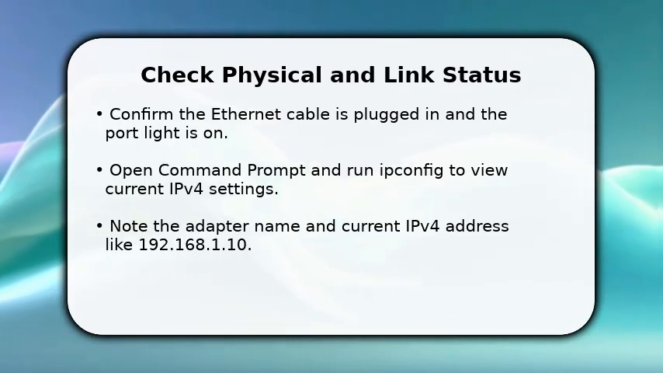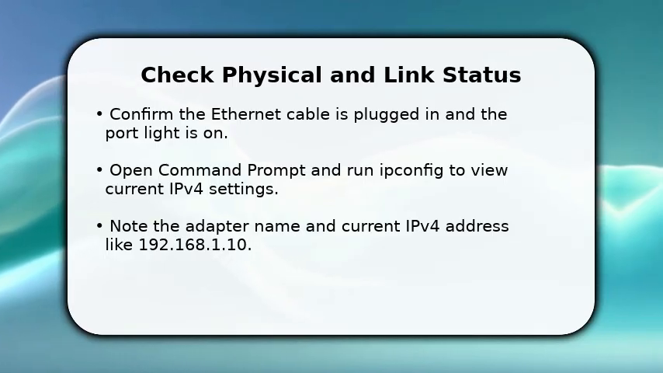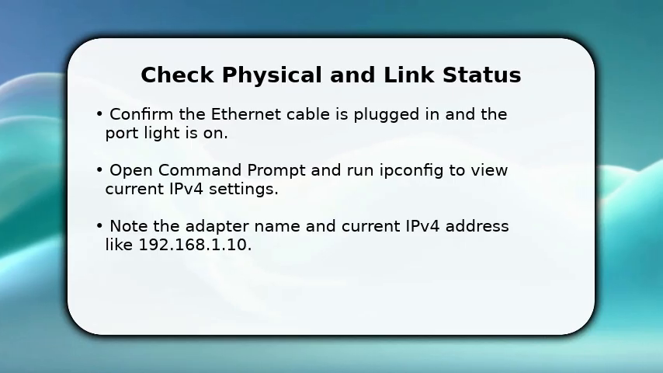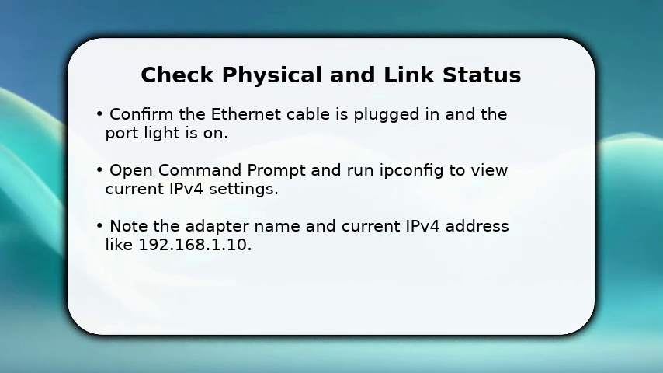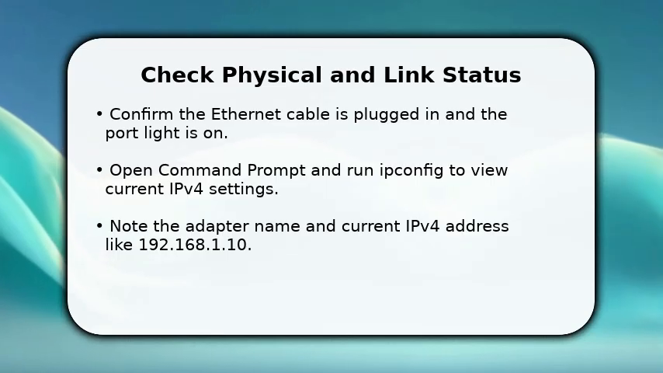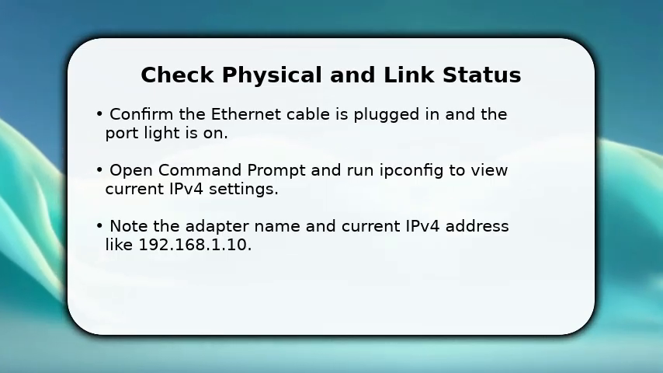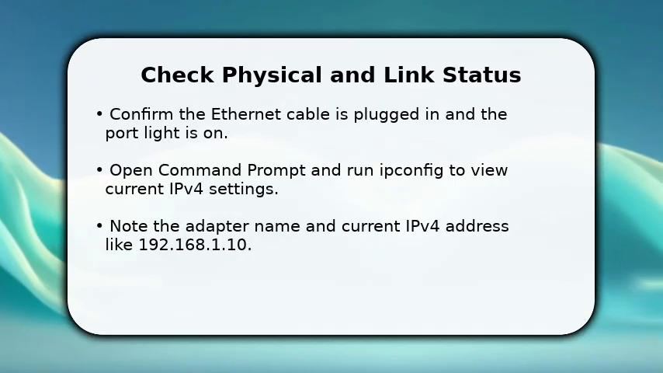Next, open Command Prompt as administrator and run ipconfig to view current IP4 settings. Find the Ethernet adapter name and note the IP4 address such as 192.168.1.10. Also record the subnet mask 255.255.255.0 and default gateway 192.168.1.1 for reference. These steps prepare you to change settings safely.